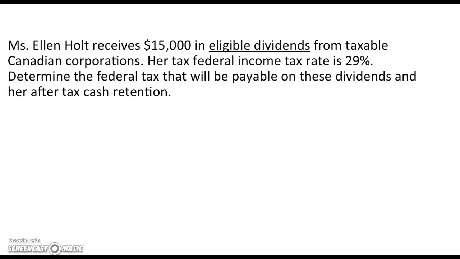So let's assume we have someone who's received $15,000 in eligible dividends and that these dividends will be taxed at her marginal rate of 29%. We would assume that she's got other income that pushes these dividends into that bracket. So what we want to do is determine the federal tax that would be payable on the dividends and what she would actually retain in cash after paying her taxes.